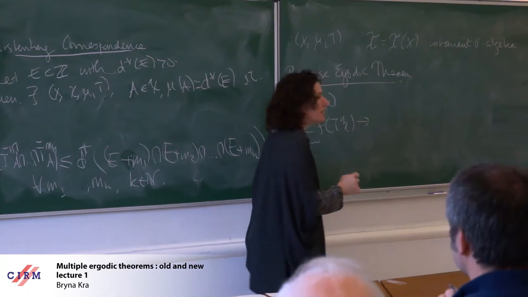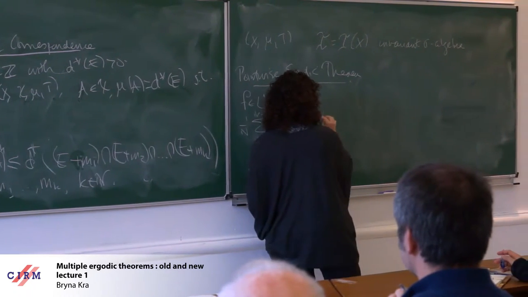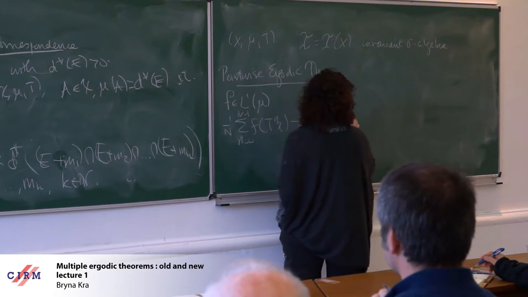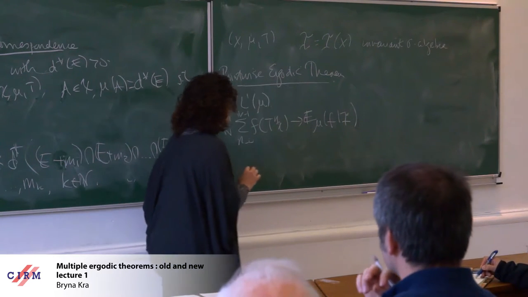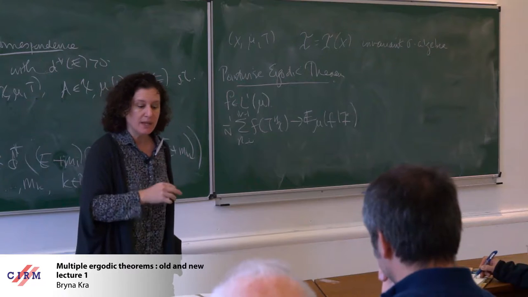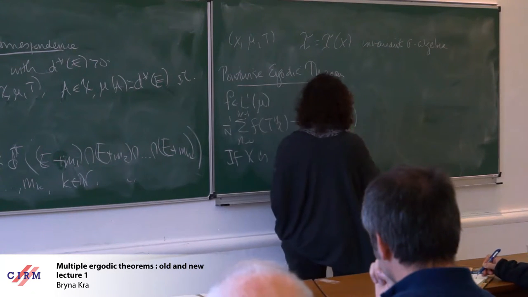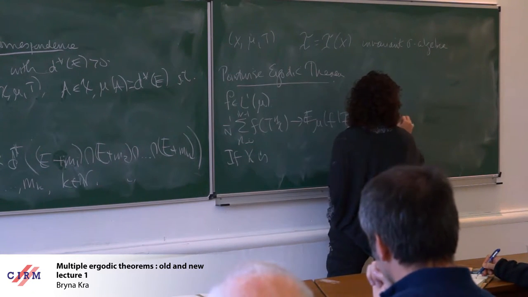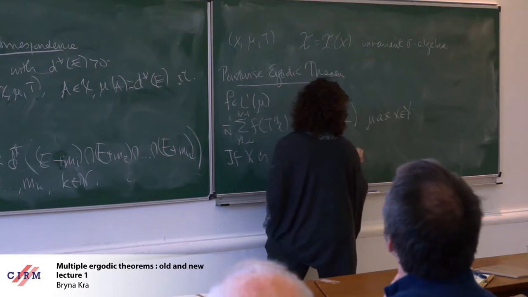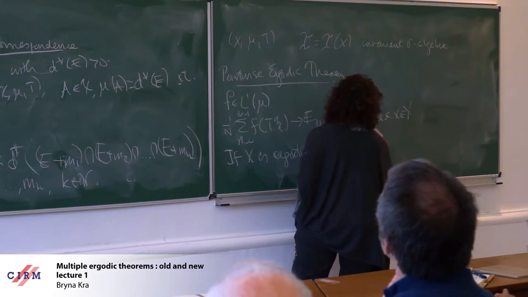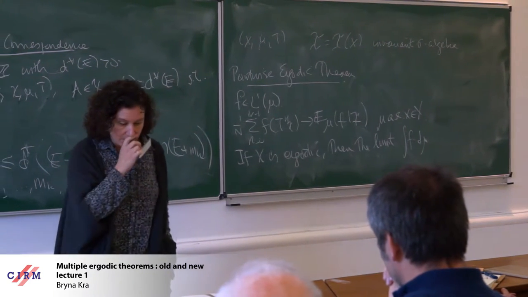I'm not assuming ergodicity, at least not for the moment, that this converges to the conditional expectation, which luckily was introduced. I will review what properties I need of it later, but Marcus introduced a lot of the objects that I need. This is the conditional expectation, the projection of f down onto the invariant sigma algebra. And this is pointwise for mu almost every x. Then if X is ergodic, the limit is the integral, because the only invariants are the constants. So that's the pointwise theorem.